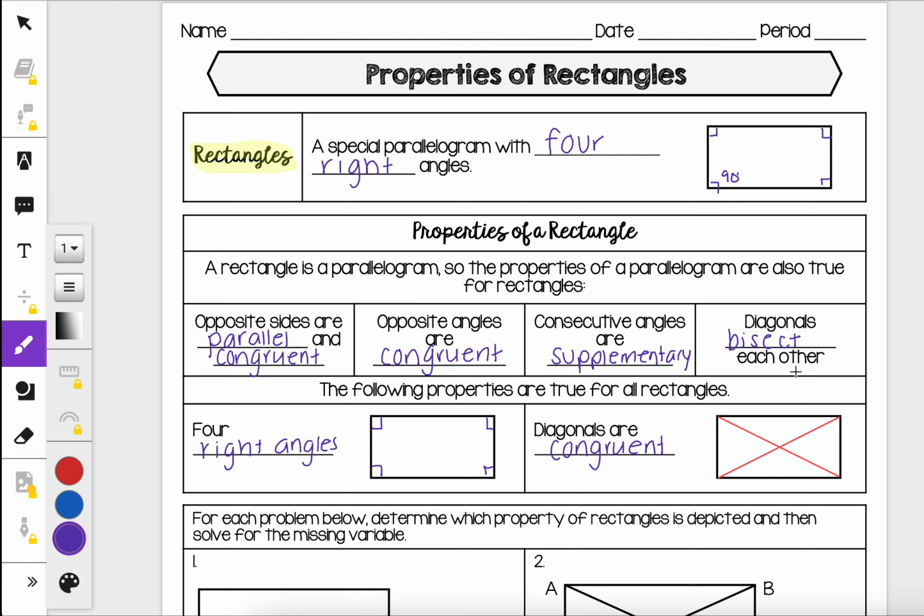Now, we knew that the diagonals bisect each other, so this piece was congruent to this piece, and this piece was congruent to this piece, but if the diagonals are congruent, now each of these four pieces is going to be congruent. So not only do we know that the diagonals are congruent, but each of those four pieces are going to be congruent to each other as well.